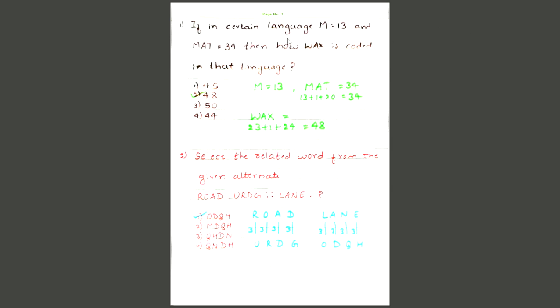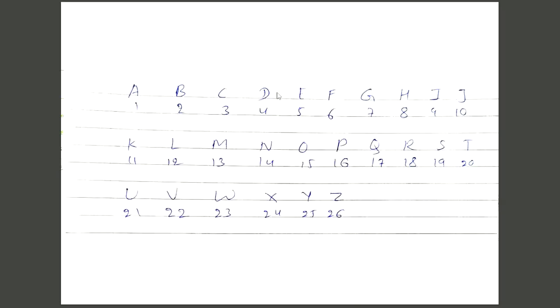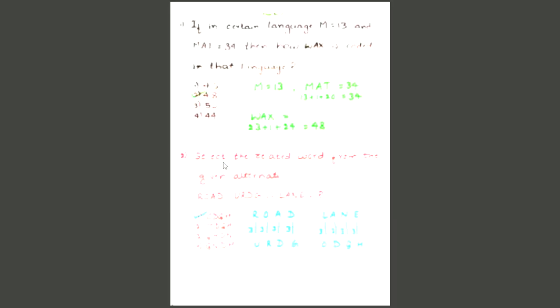If in a certain language M equals 13 and MAT equals 34, then how is WAX coded in that language? Here M is the 13th letter. We know the alphabets and their numbering. So M equals 13, and they have given the word MAT which equals 34. How is it written? Here M is the 13th letter, A is the first letter, and T is the 20th letter. We are adding these numbers, we get 34.